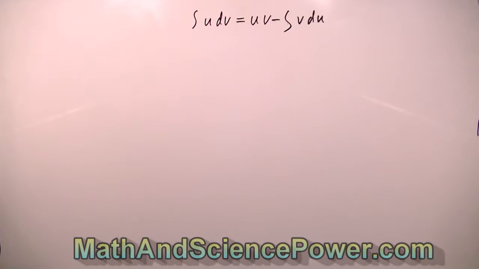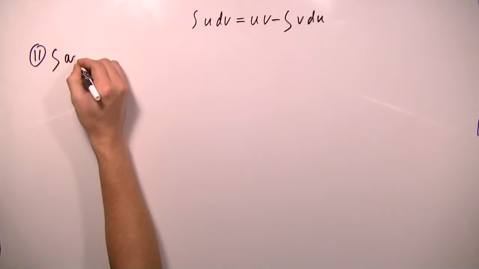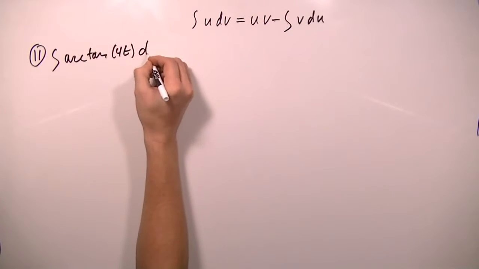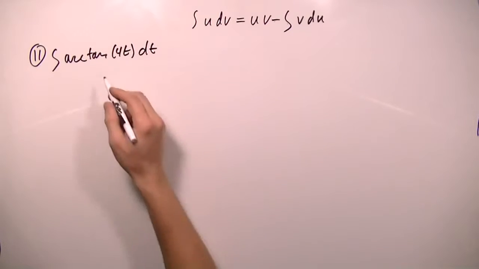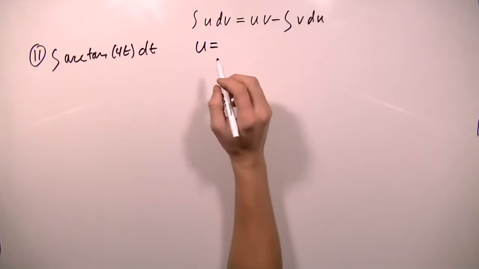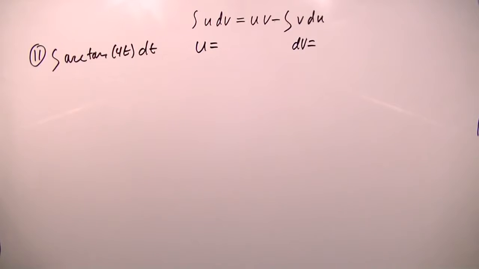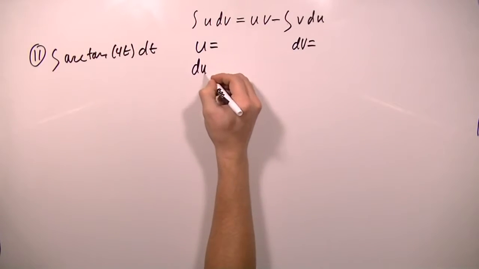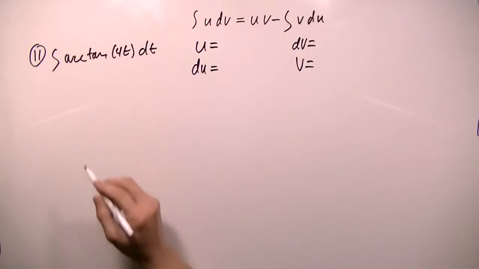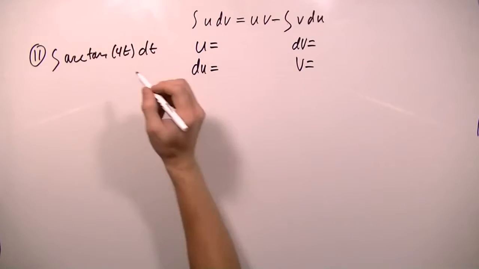Okay, we're doing integration by parts, and number 11 asks us to find the integral of arctan 4t dt. Since this is integration by parts, we need to pick which factor we want to be u and which factor we want to be dv. And then we will find the derivative of u and we will find the integral of dv. So I've decided that I want u to be arctan 4t.